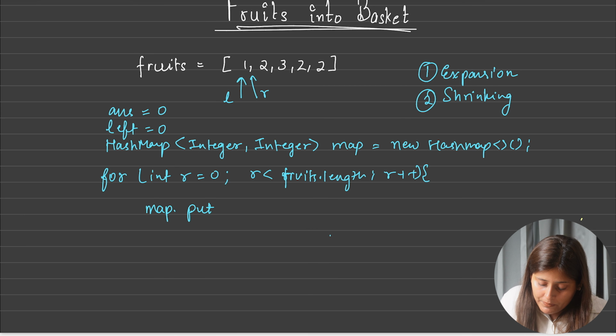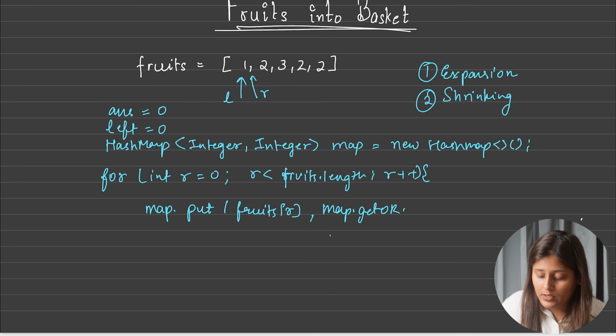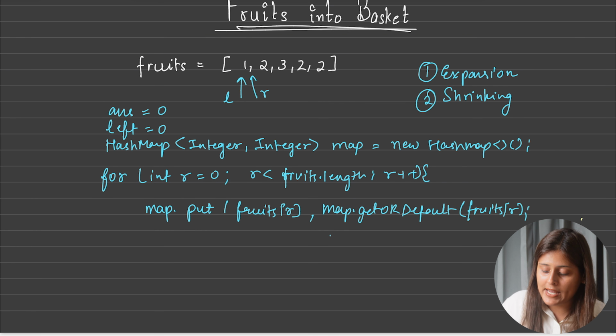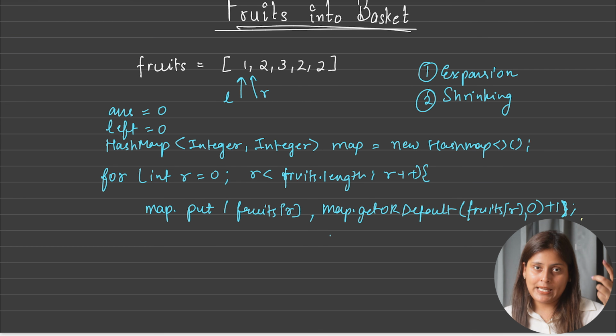What do we want to put? Fruits of right index. Now we want to put the value. So what if the particular fruit is not in the map? Then we have to take the default value. We will say map dot getOrDefault, because it might be possible that the fruit does not exist in our map as of now. So we want the value of fruits of right; if not there, initialize with 0 and then add 1 to it. So we have added that rth index fruit in our map.